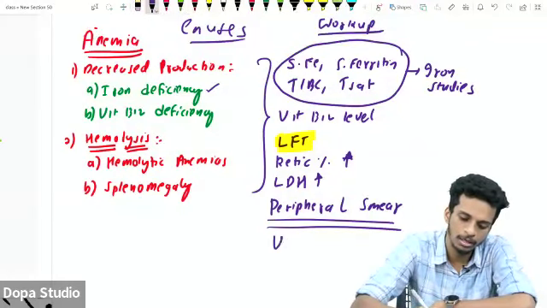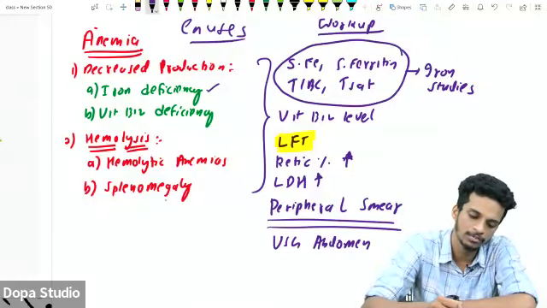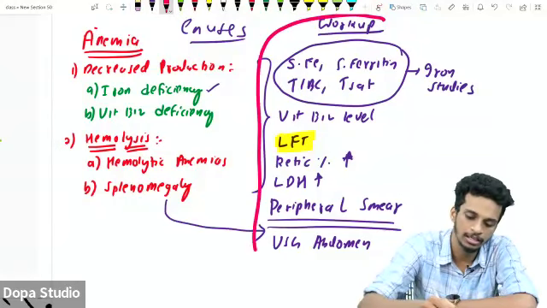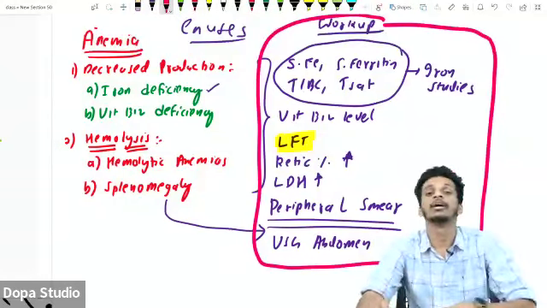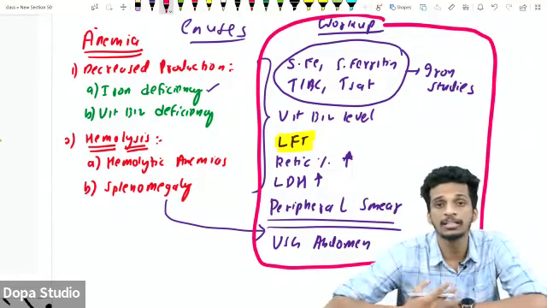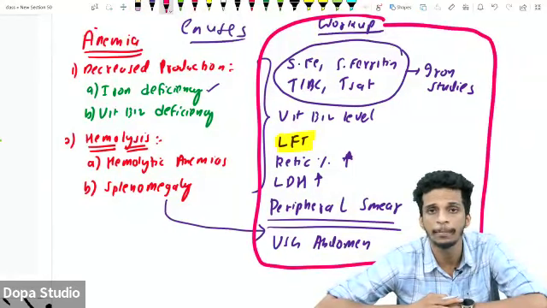Okay, why USG abdomen? Because of two reasons. One is because we are suspecting splenomegaly. If there is splenomegaly, there is increased destruction of RBCs, and we can identify splenomegaly through ultrasound of the abdomen. The second one is in conditions like malignancies, especially hematological malignancies or lymphomas, there will be hepatosplenomegaly.